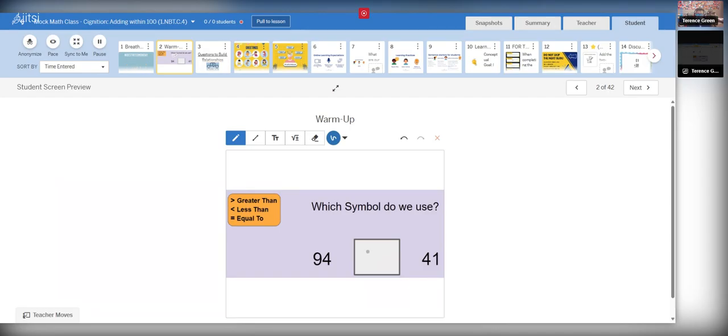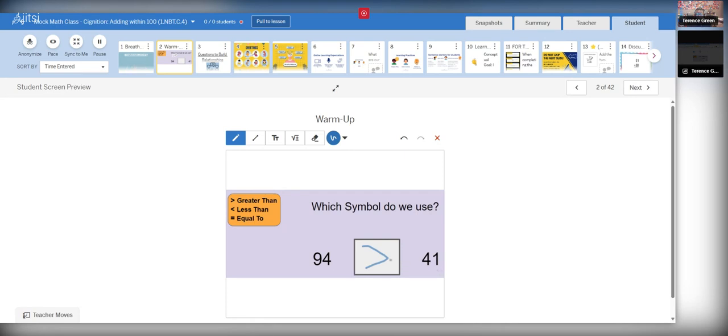So in this particular example, we have 94 on the left side of our box and 41 on the right side of our box. Which symbol would we use in the middle? Would we use the greater than symbol, the less than symbol, or the equal to symbol? Which one do you think we would use, guys? Yes, we'd use the greater than symbol. That's this symbol here, and that symbolizes that 94 is the larger number. So 94 is greater than 41.